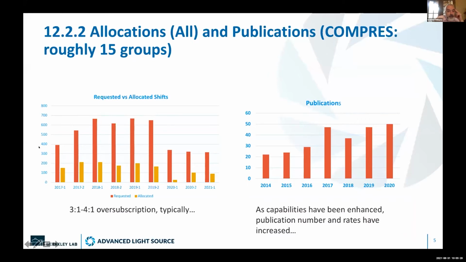Just to review, because some of you are very familiar with the ALS, but many of you are not, we have the standard oversubscription, or under-resourced time, for our beamlines. We basically have 3 or 4 to 1 oversubscription rates almost all the time, which is fairly standard for most synchrotrons at this juncture. And our publication rate, as I'll show you, has been progressively enhanced with time as our capabilities have increased.